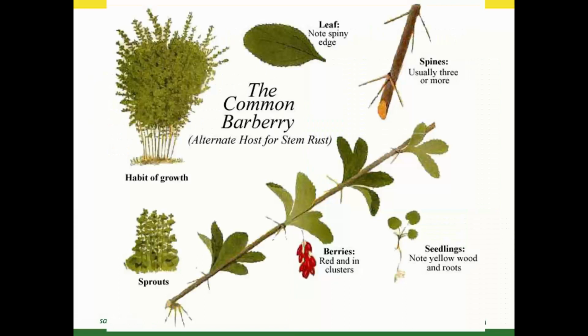We tend not to see much of this plant because it is an alternate host for stem rust, and there was a very aggressive eradication effort that took place in the 30s on the prairies to get rid of any of these plants because of that problem with being a secondary host for rust of wheat.